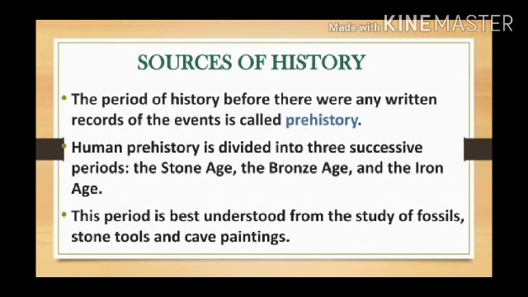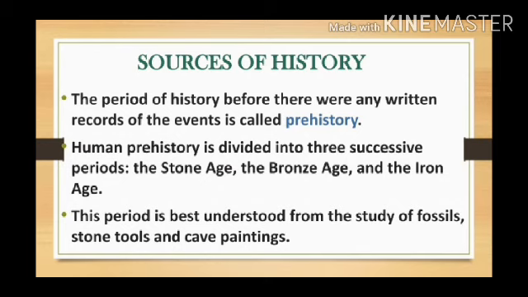Now, first we must know what is prehistory. The period of history before there were any written records of the events is called prehistory. We must know that people did not learn reading and writing by birth. This is something that humans have learned through time, according to their need and development. Therefore, the early humans also did not know the art of reading and writing. That is why they do not have any written record of the events that had occurred in their life. Therefore, this period before there were any written records is known as prehistory.